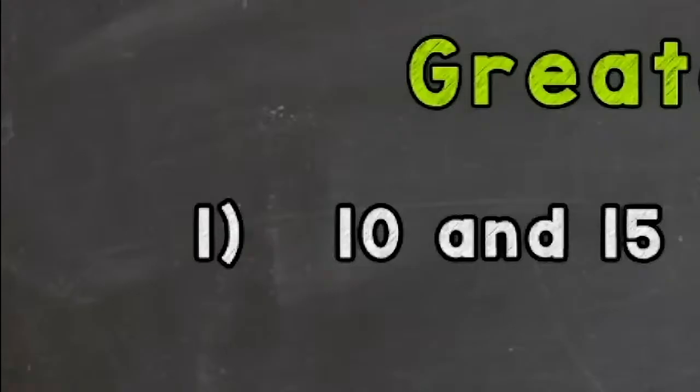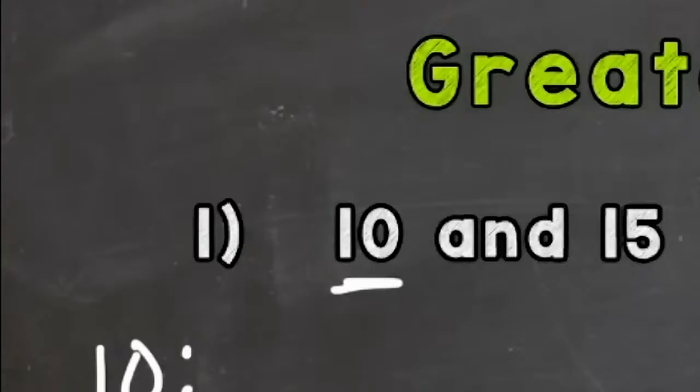Well, before we find the greatest common factor, we need to know what factor means. And factors are all the numbers that can multiply together to give you that number. So let's make sense of this. So we have 10 here. We're going to list all the factors of 10. And like I said, it's all the numbers that can multiply together to give you 10.